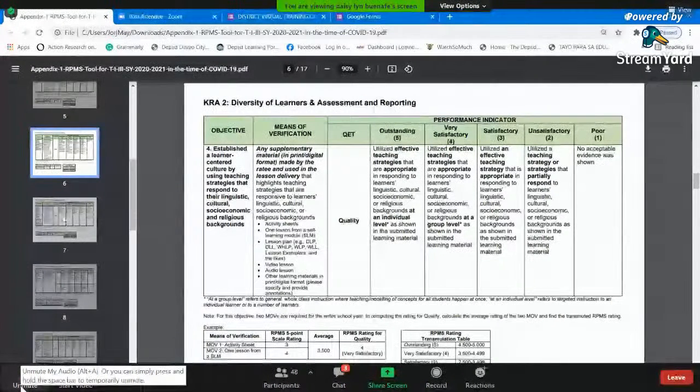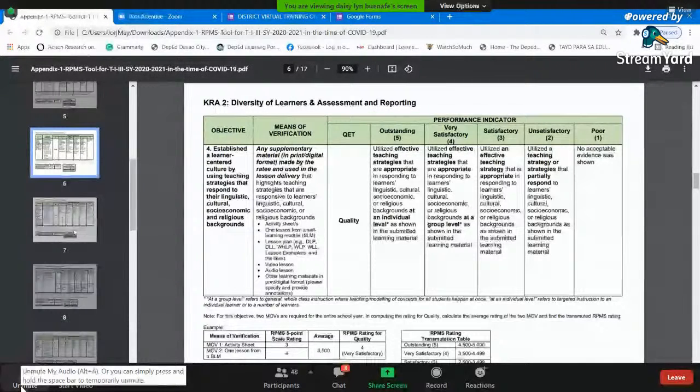Okay. So individual level refers to targeted instruction to an individual learner or to a number of learners. If it's just one child or a few children, and you address the objective, that is the individual level. It needs effective teaching strategies that are appropriate. Effective, so your score is 5.